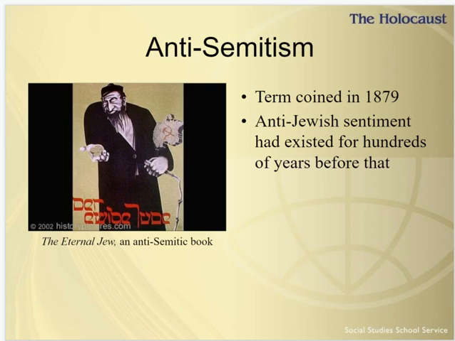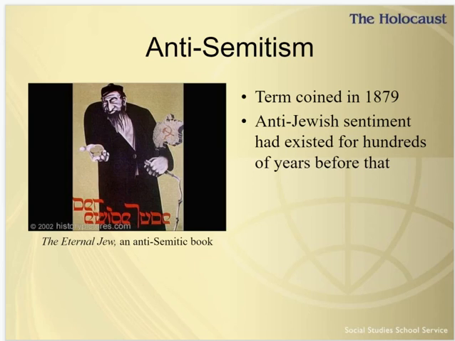Anti-Semitism. Coined by William Marr in 1879, the term anti-Semitism was first used only about 50 years before Hitler came to power. For hundreds of years before that, however, European rulers, both Christian and secular, implemented discriminatory policies and incited deadly attacks against the Jews.